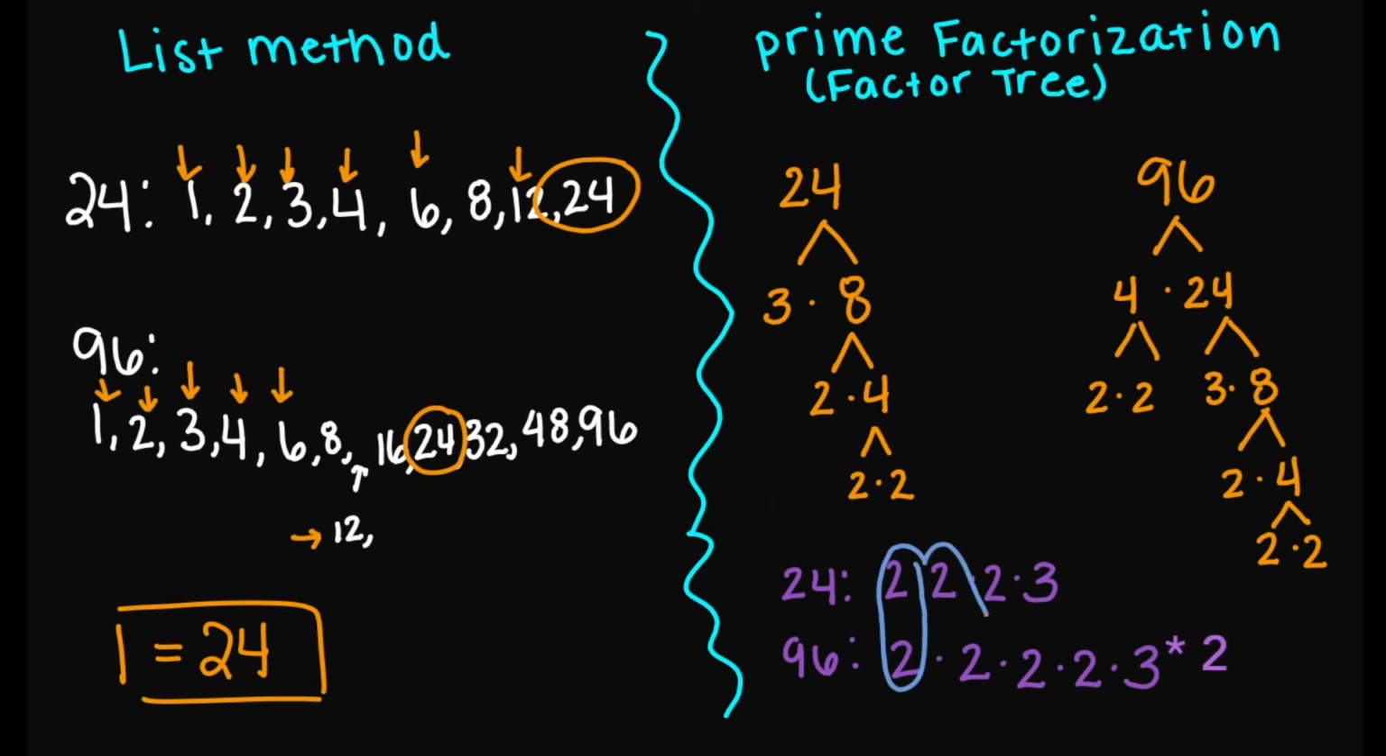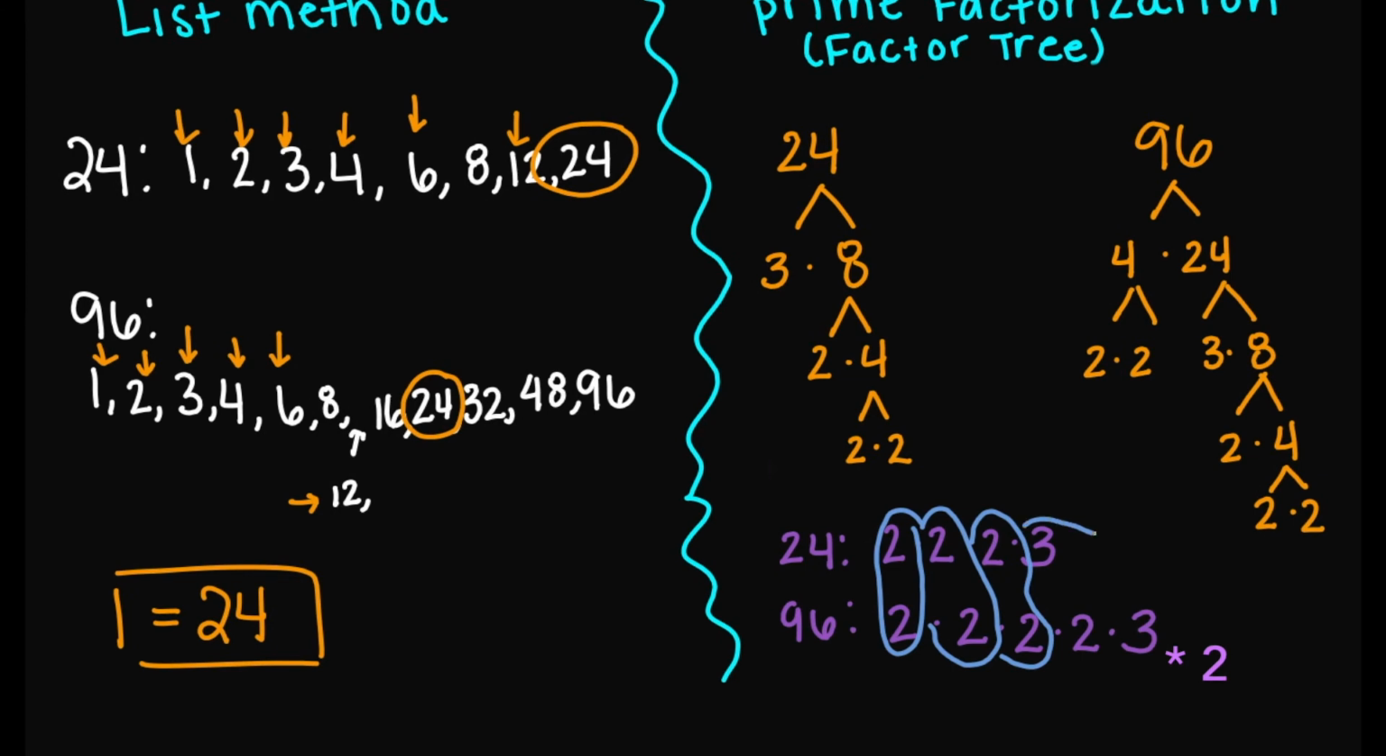I have a pair right here. I have another pair right here. And then I also have my 3 I can use. So this is going to be 2, which is from here, times another 2 from here, times a 2 from here, times my 3, which is right there.